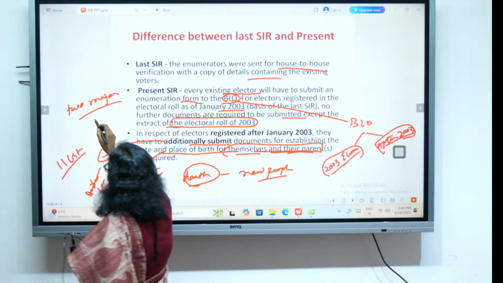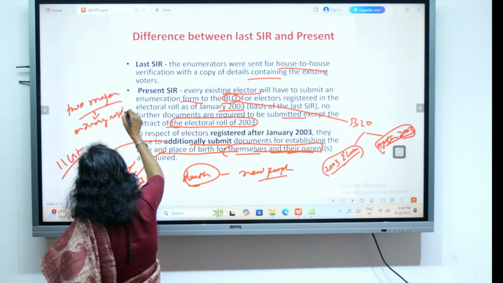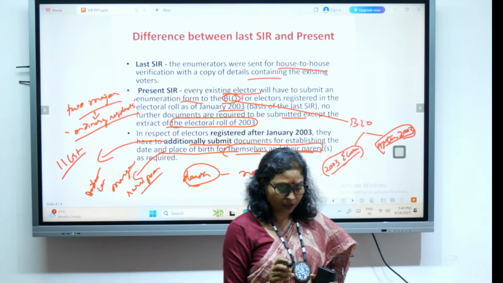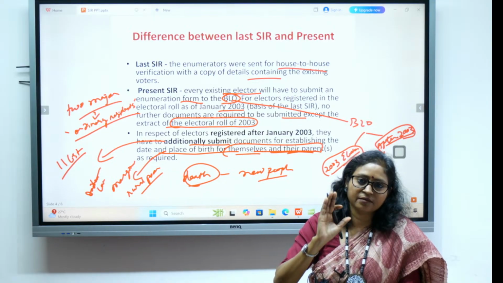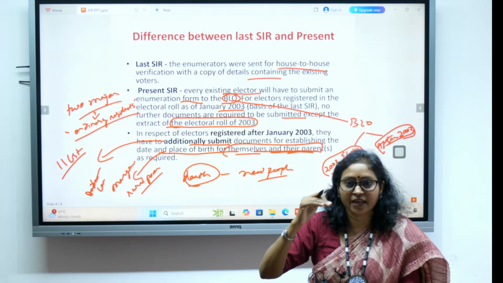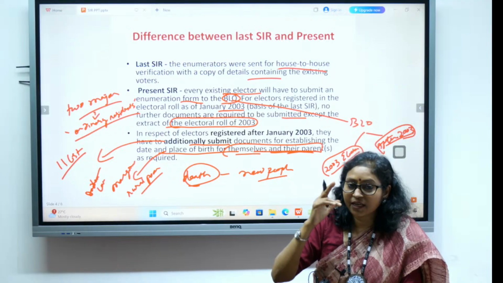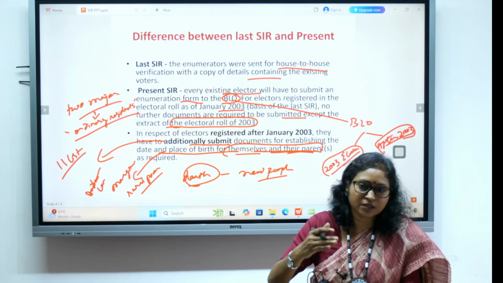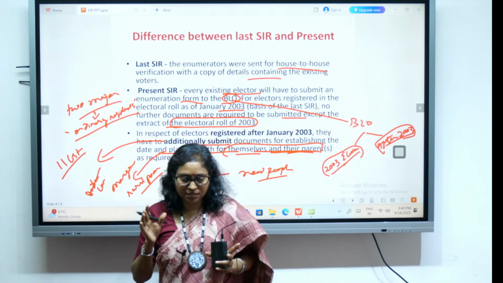Another problem is about ordinary residents, which has been defined under the RPA 1950. Those people, particularly migrants who are not residing ordinarily in the place of their birth or the place where they are registered as electors, may face disenfranchisement. Their name might get struck out from the electoral rolls because they are not considered to be ordinarily resident as per the current SIR. So these are the major issues.